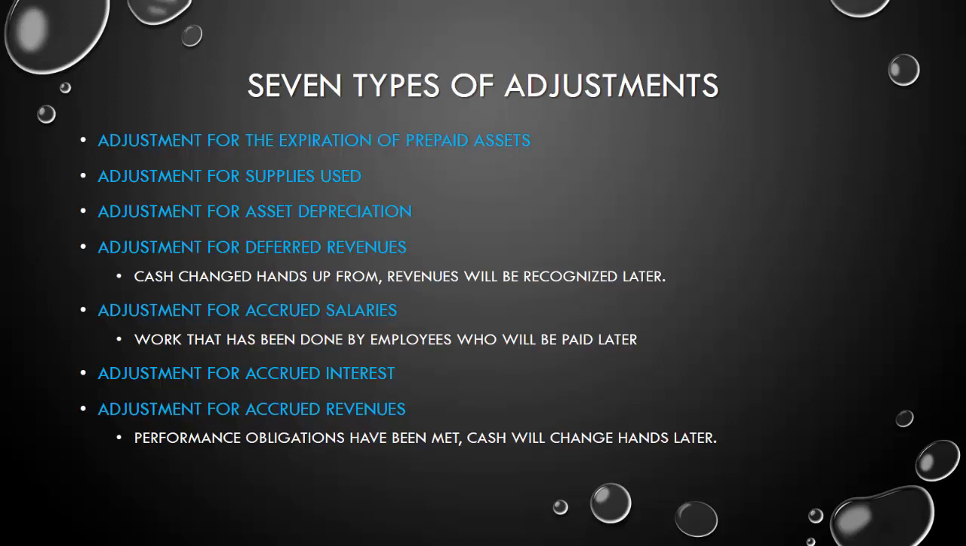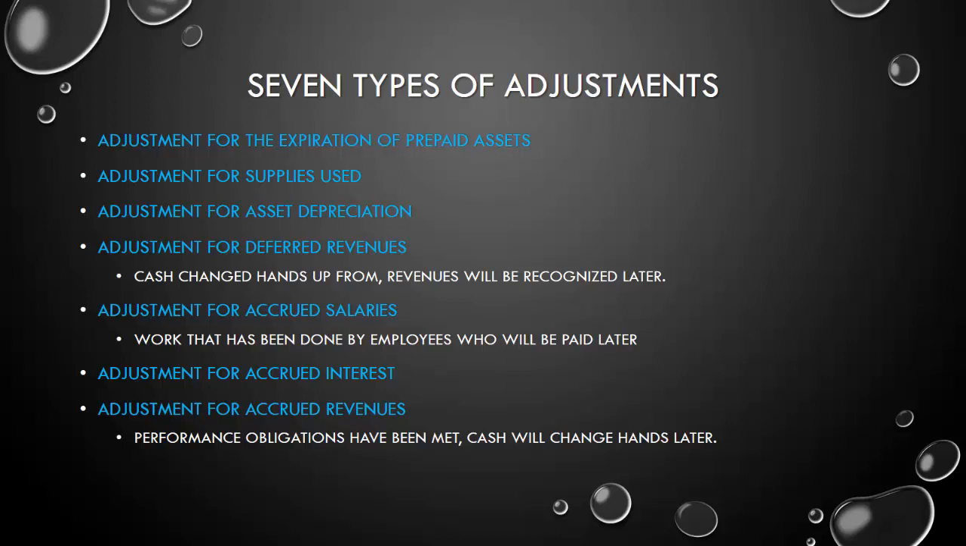The adjustment for supplies used. We buy supplies, we buy markers, printer paper, ink cartridges, etc. And we put them on our books. Well, we're going to use them. So at the end of the period, we're going to have to make an adjustment that accounts for the actual use of those supplies that we no longer have because we used them up.